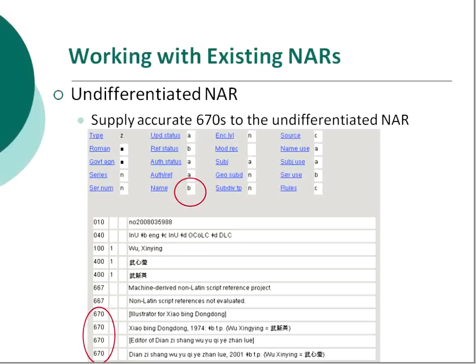Okay, so in this case, there was enough bibliographic information in OCLC that the cataloger concluded that the heading without the date did stand for two separate, two different people. So the cataloger provided the accurate pairs of 670 fields, and to make this a complete undifferentiated authority record. So this is a very nicely done record.